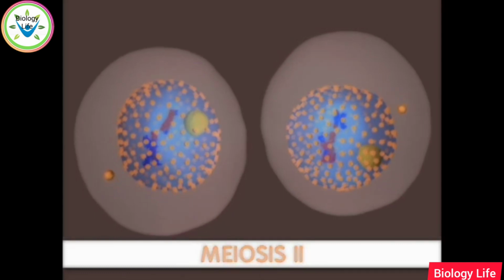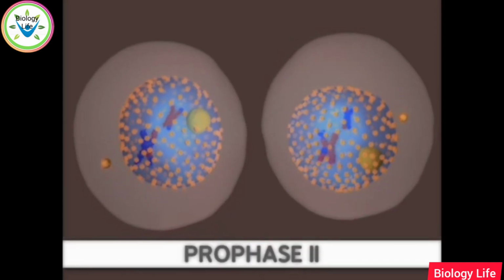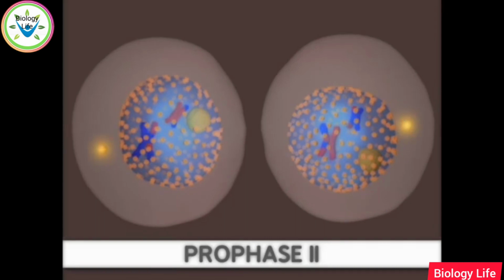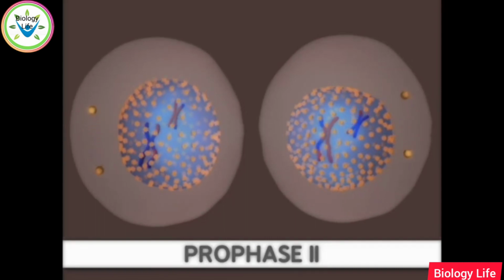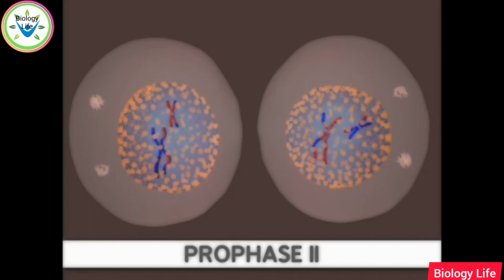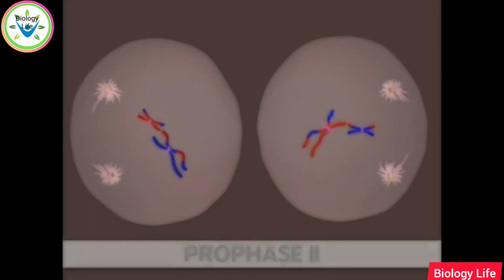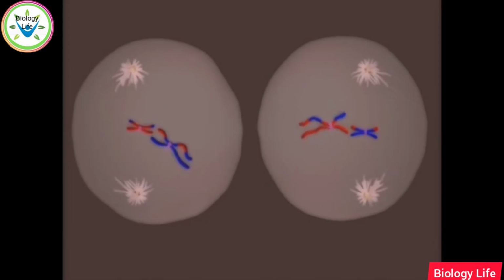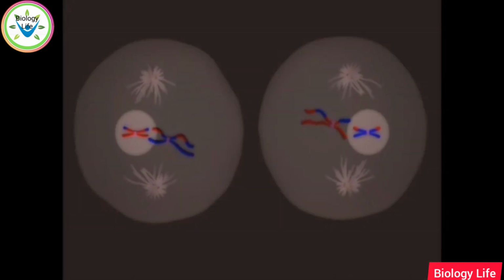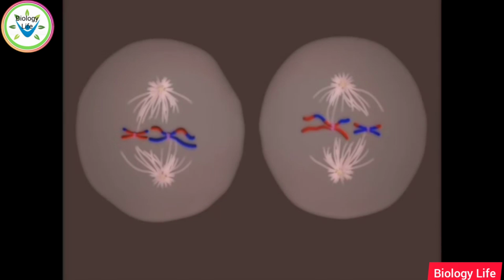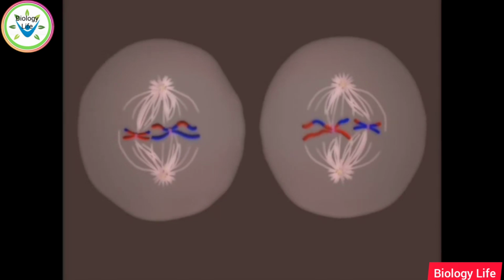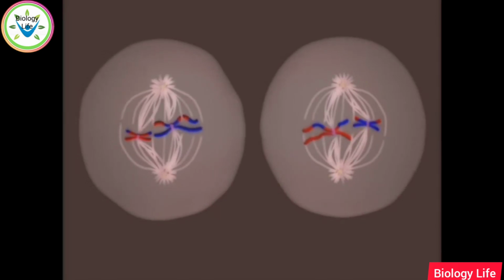The first stage of meiosis 2 is Prophase 2. Again, chromosomes condense, the nuclear envelope breaks down, and the spindle apparatus forms. The major difference between Prophase 2 and Prophase 1 is the fact that the daughter cells have only one copy of each homologous chromosome. So in Prophase 2, there is no synapsis of homologous chromosomes or crossing over.